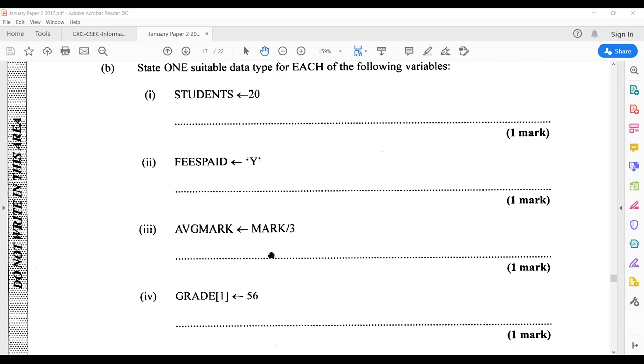State one suitable data type for each of the following variables. 20 is assigned to students. What sort of data type should the variable students be? Real is definitely an option, but because it has no decimal or numbers after the decimal point, integer would be the most suitable data type. What about fees paid, which is assigned Y?